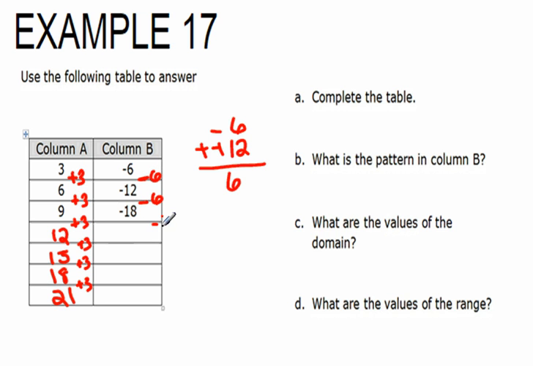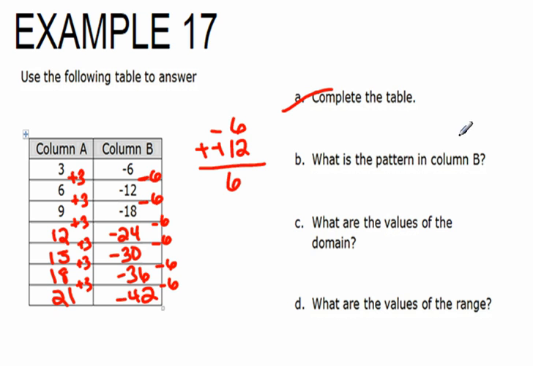So I want to keep that going. So -18 minus 6 will give me -24. -24 minus 6 will give me -30. -30 minus 6 will give me -36. And -36 minus 6 will give me -42. So that takes care of question A. We've now completed the table.